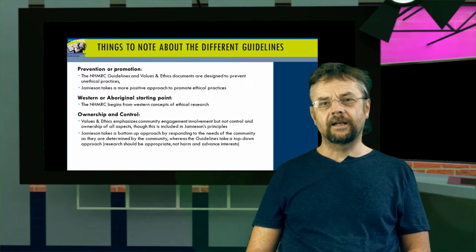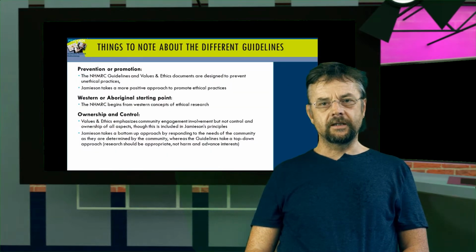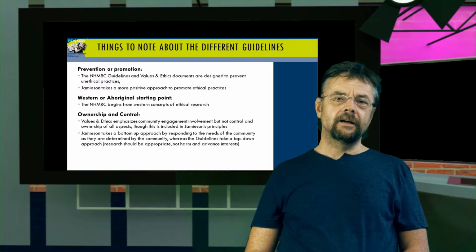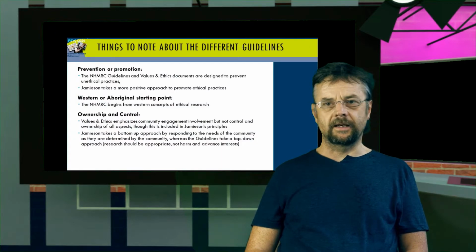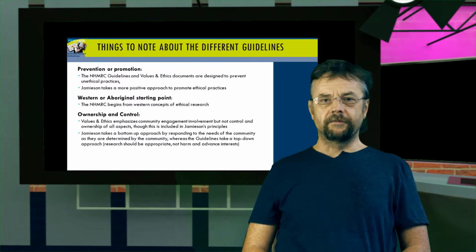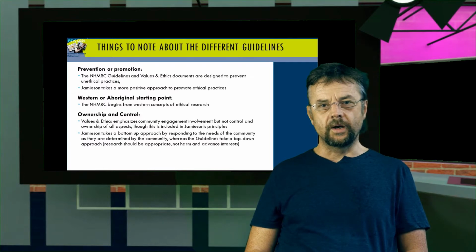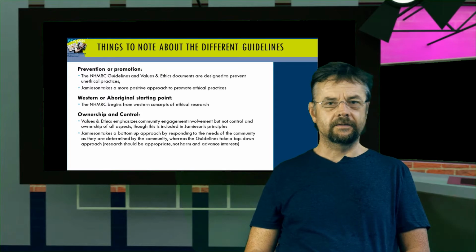So Jamieson adopts a kind of bottom-up approach, starting with the ethics and knowledge systems of Indigenous people, and responding to local needs, whereas the NHMRC starts with a top-down approach, starting with the principles that are already adopted under Anglo-European research, those basic ethical principles, and then maybe adapting them to local community needs, but it's very much top-down. So the focus is on such things as doing no harm. And these things are decided prior to working with Indigenous communities.